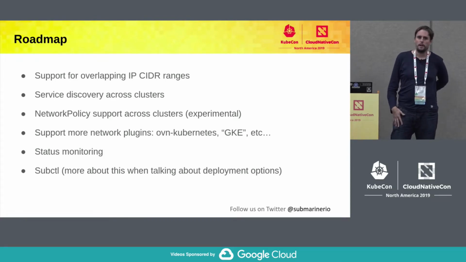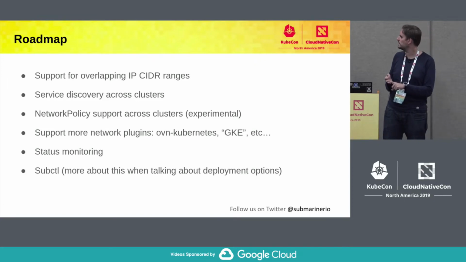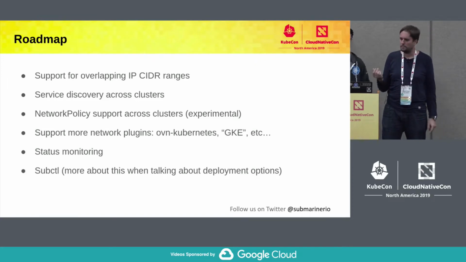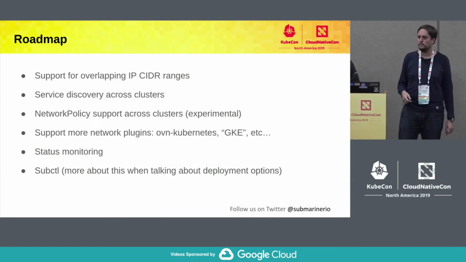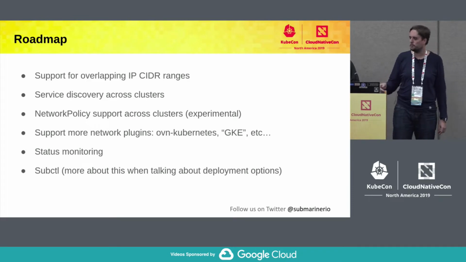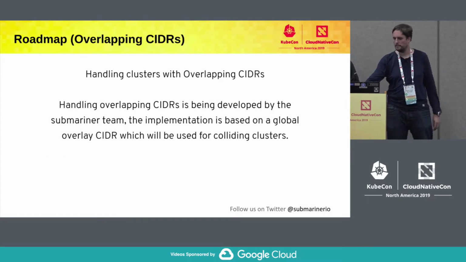We also want to support other network plugins. Currently, I think it runs with OpenShift SDN, Flannel, and Weave Net. It should work with Calico IP-in-IP. Most of them, if they are based on kube-proxy, very likely will work. If not, we need to do some level of integration, which we will be doing. We also want to add status monitoring and improve subctl further. I will show you later.